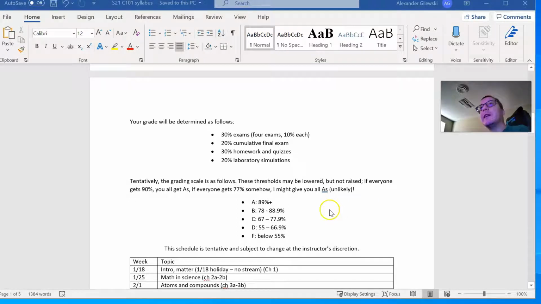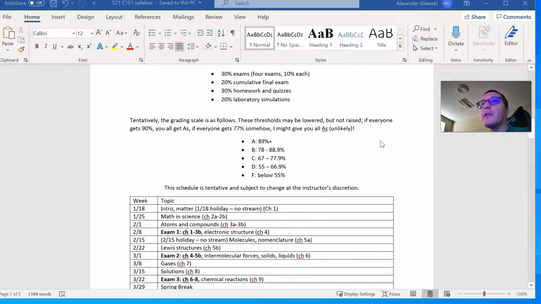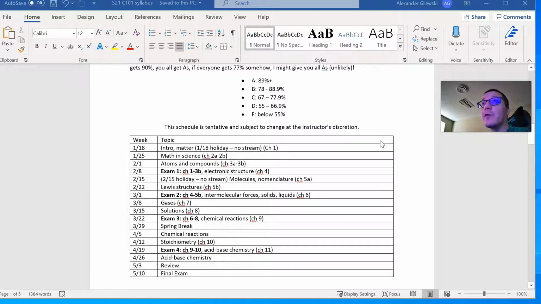So your grade is going to be determined as follows. You'll have 4 exams, which are very clearly not 10% each because I don't know how to do math. Those should really be 7.5% each. So that's 30% overall. You'll have a final exam for 20%, homework and quizzes for 30%, and then lab sims for 20%. Grade breakdown as follows, roughly 11% per grade, though I may change that depending. I don't want anyone to fail, but it's kind of hard to fail the class, but we'll see how that goes.